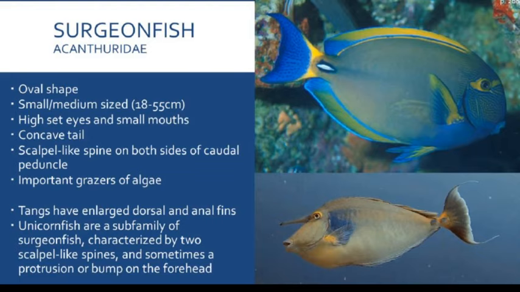The other cool thing about unicorn fish is that they actually have two spines on the caudal peduncle. So while our surgeonfish only have one spine, the unicorn fish has two spines. And the other thing is that those spines on the unicorn fish stay out the whole time. With our surgeonfish, they can actually retract that spine, so the spine sits flat or flush against the body, and the surgeonfish will only flick it out when it feels threatened. The unicorn fish keep their defenses up the whole time.